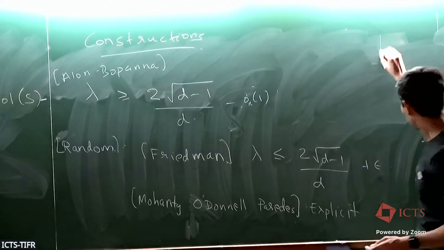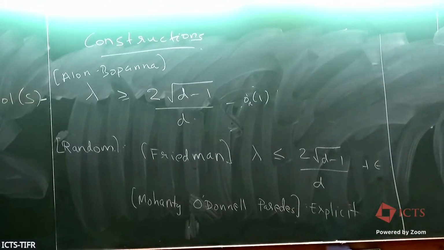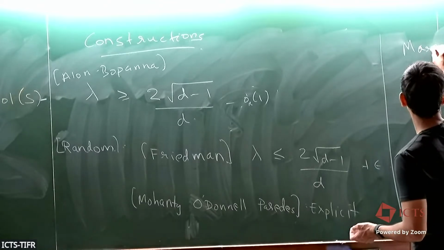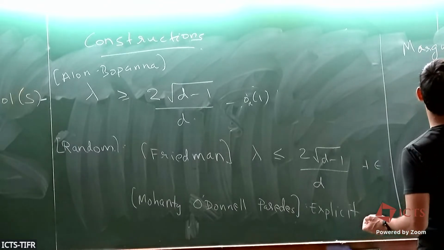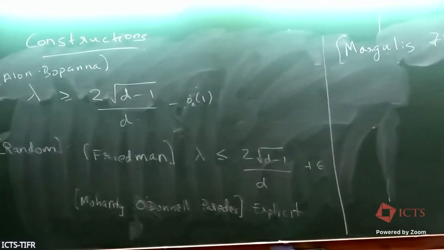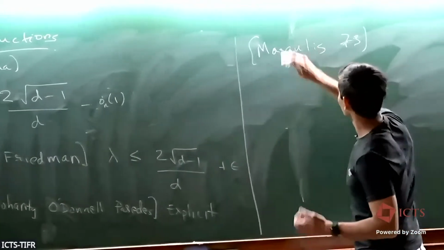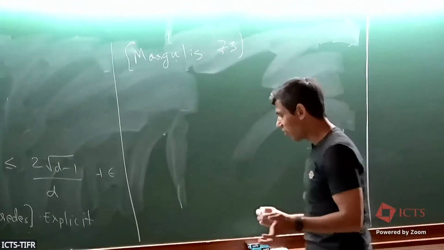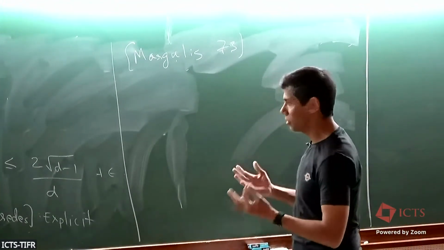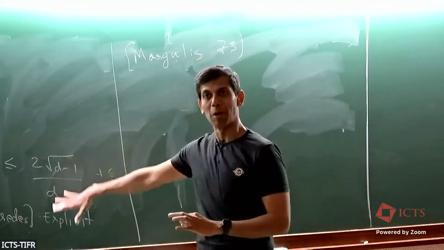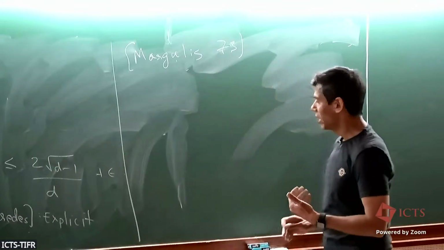So the first explicit construction of expanders was due to Margulis in '73. He gave an example of an explicit graph which is 8 regular and has the second eigenvalue smaller than 8. It's not quite this bound, but smaller than 8.